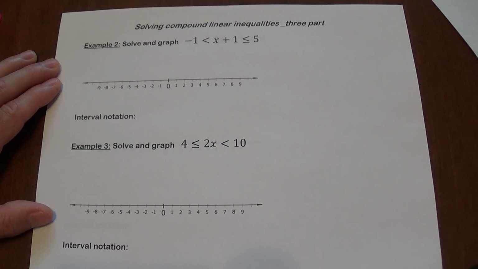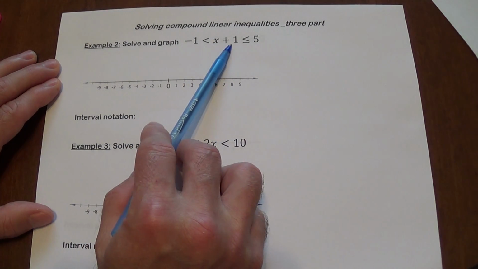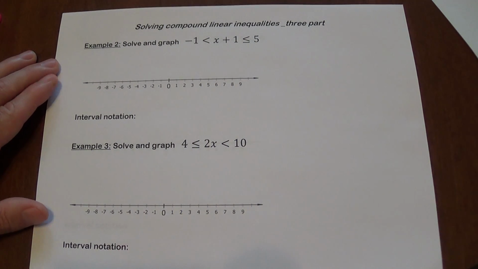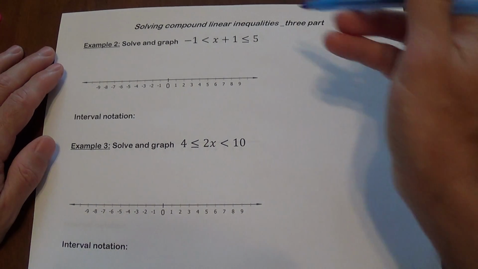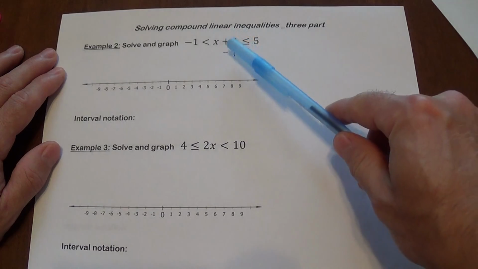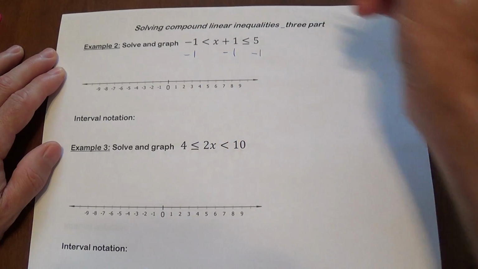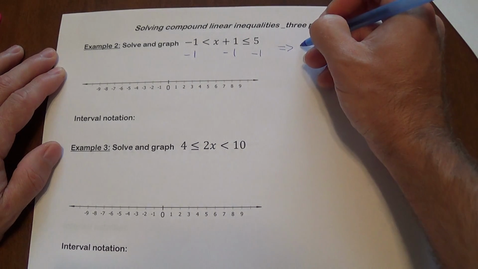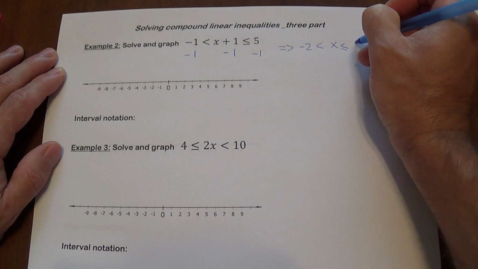So here we have something that requires a step. Now I want you to notice the variable is only in the middle part. So the way we're going to handle it is we're going to do a step to the middle part where we make x by itself. So what do we do here? I hope you can realize that we're going to subtract 1. But if we subtract 1 in the middle, we're going to subtract 1 on the right, and we're going to subtract 1 on the left. This will give us -1 minus 1 is -2, less than x, less than or equal to 4.